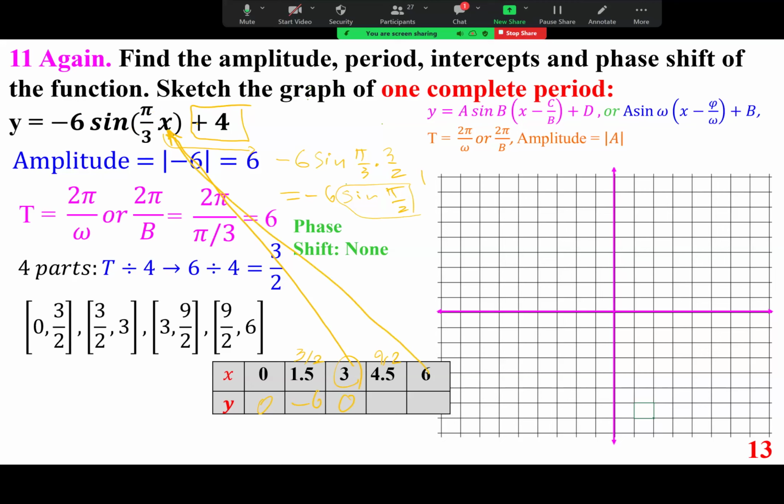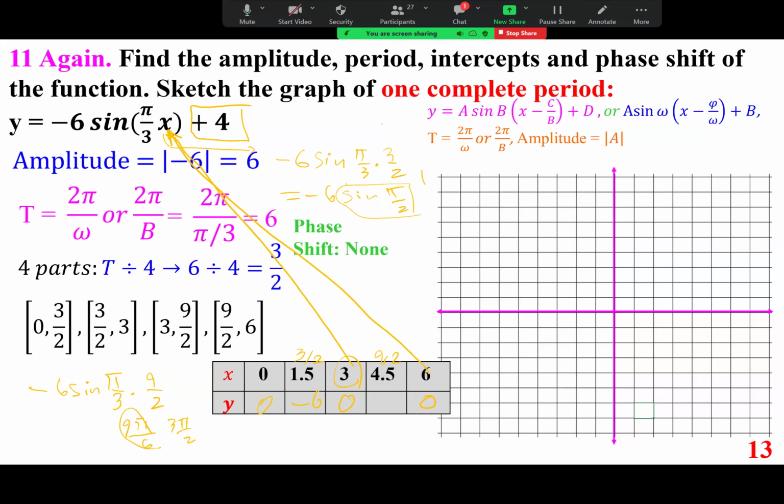If I plug in 6, I get 2 pi and I get 0. Then 4.5, or 9 halves. I want to show you the 4.5 also, just in case. So it's minus 6 sine of pi over 3 times 9 halves, which means 9 pi over 6, which means 3 pi over 2.